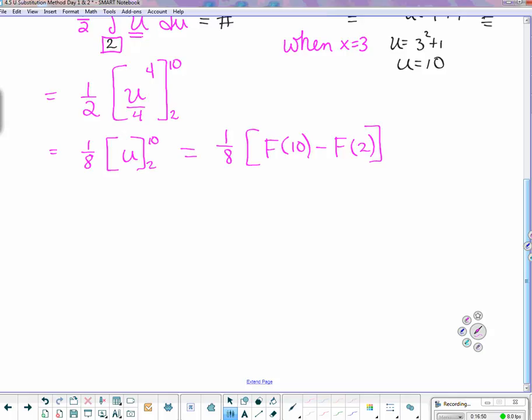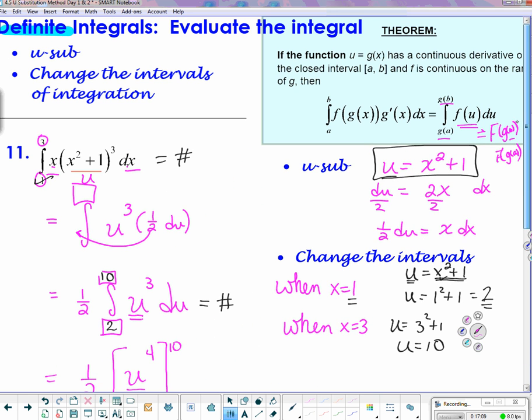So 10 goes in for u, it comes out as 10. Nice. 2 goes into my function, but my function's simply u, so 2 goes in and I get 2. And I get 1/8 of 8. Answer's 1. If you want to verify it, go back and throw this in your calculator and see what you get for an answer.